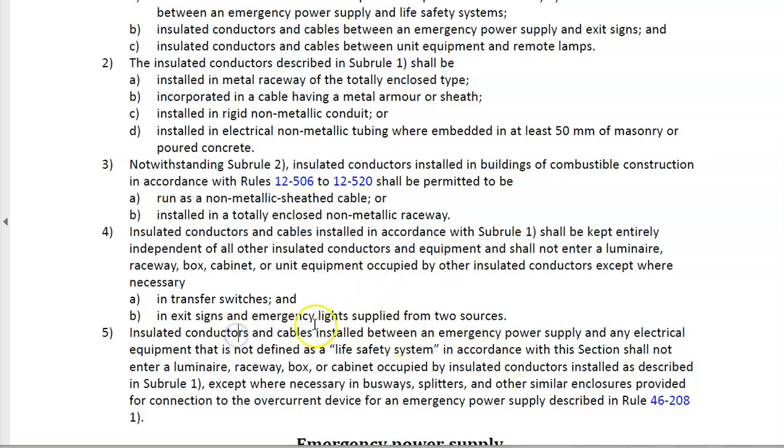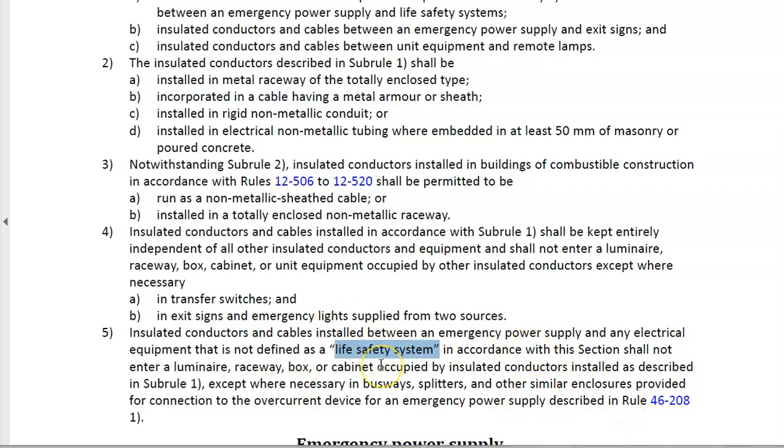Okay, insulated conductors and cables installed between an emergency power supply and any electrical equipment that is not defined as a life safety system, in accordance with the section, shall not enter a luminaire, raceway box, or cabinet occupied by conductors installed as described in sub-rule 1. So in other words, if you have any sort of a conductor that comes from your emergency power supply, let's talk about a genset, and any electrical equipment that's not life safety, let's say the freezer, it is not allowed to go into the same luminaires, raceways, boxes, or cabinets, except where necessary in busway splitters and other similar enclosures provided for connection to the overcurrent device for emergency power supply.